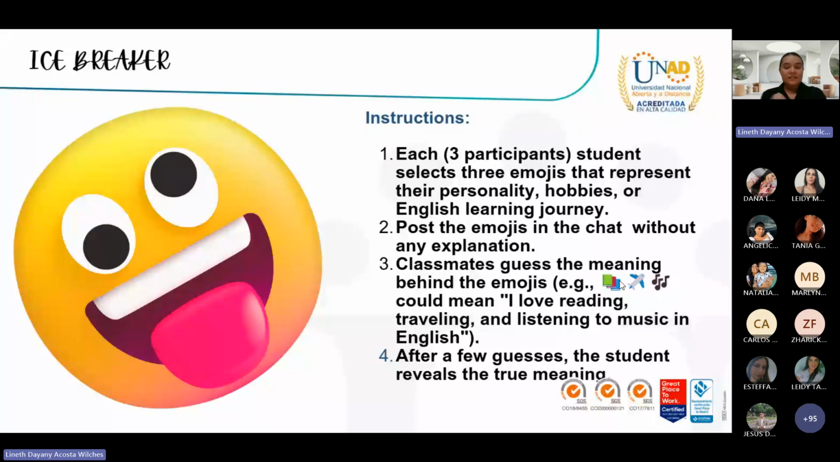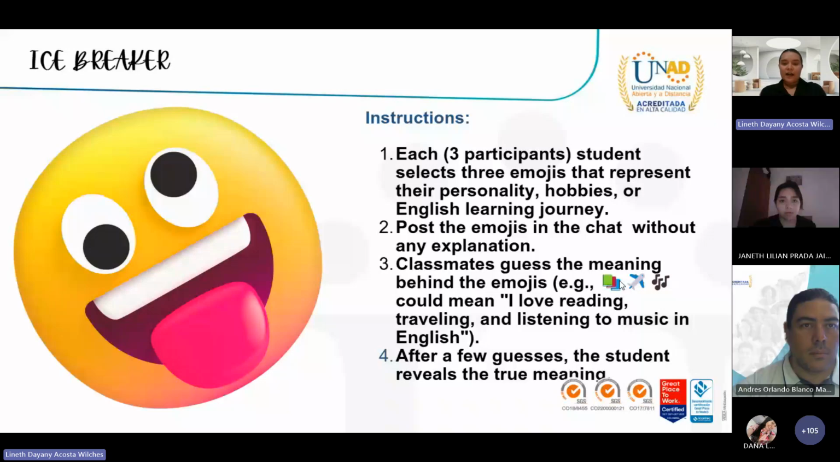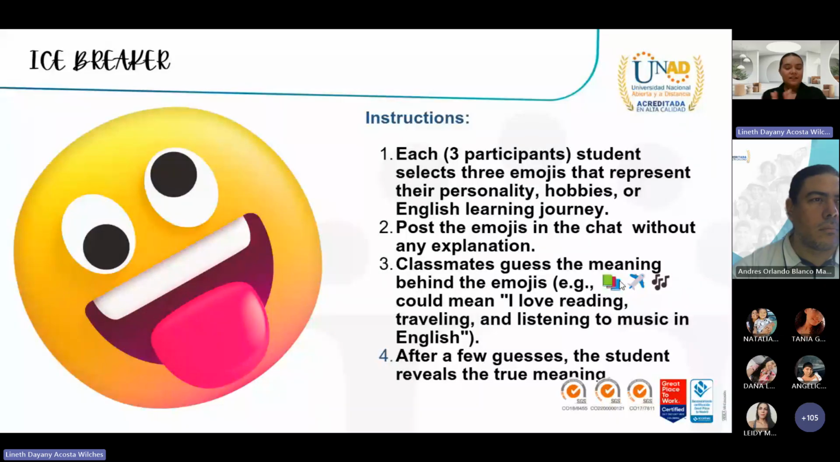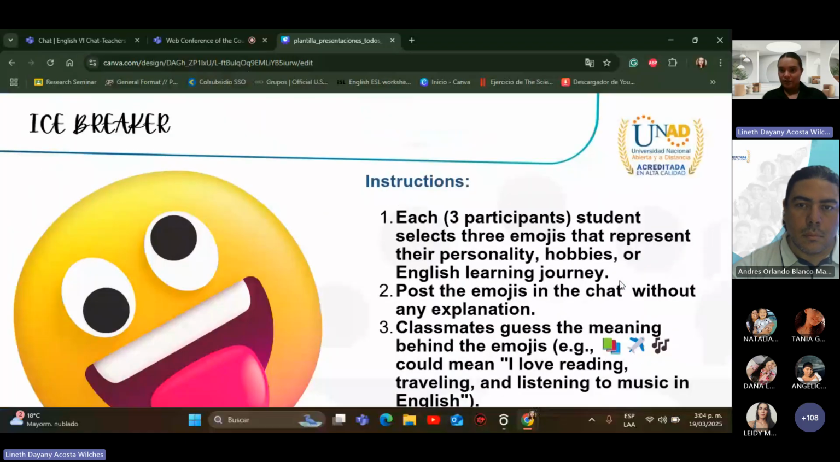As you can see in the example, the books, the airplane, and the musical notes could mean I love reading, traveling, and listening to music in English. And after a few guesses, the student who typed the emojis in the chat is going to tell us if it is the right meaning or not. Okay. I'm going to share here.